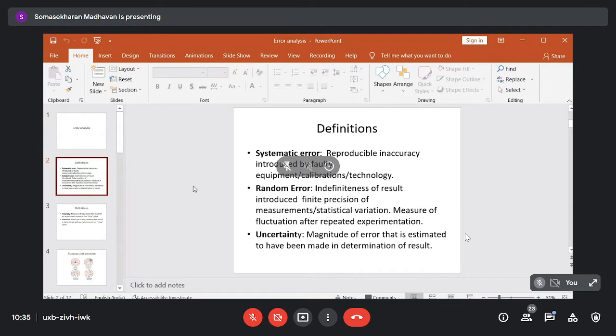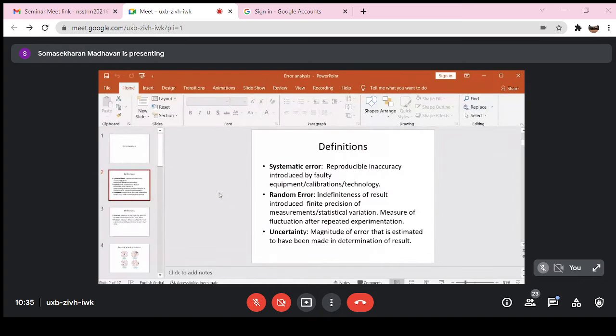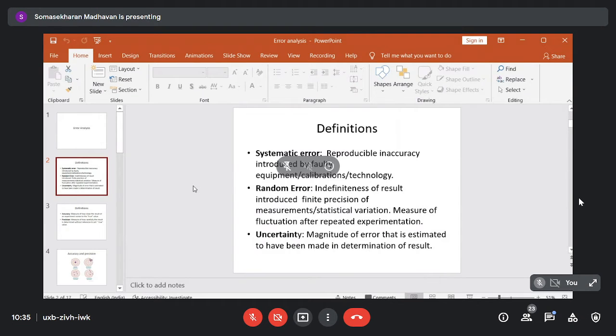The first one is systematic error. So what is systematic error? It is a reproducible inaccuracy introduced by faulty equipment or calibrations or technology. Then the second one is random error. This is indefiniteness of result introduced by finite precision of measurements or statistical variation. It is a measure of fluctuations after repeated experimentation. In fact, the statistics will handle this random error. If there is a systematic error in the measurement, it should be solved not by this mathematical or statistical procedure. It must be solved physically.